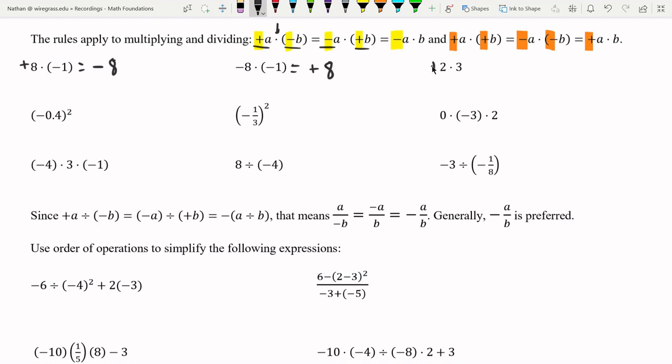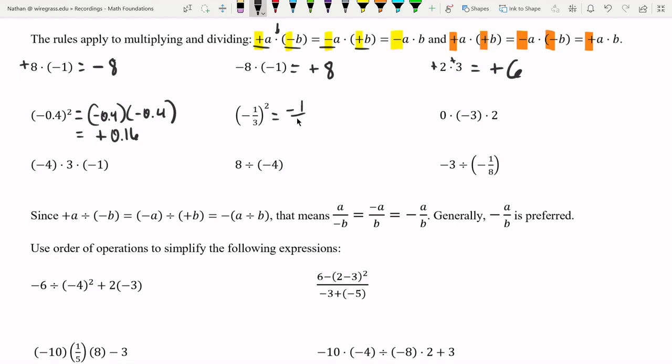Here we have a positive number times a positive number. It's going to be positive. Two positives make a positive. 2 times 3 is 6. That's really all we're doing here. First, figure out the sign, then figure out the number. This is the same thing as negative 0.4 times negative 0.4. Negative times negative is positive, and 0.4 times 0.4 is 0.16.